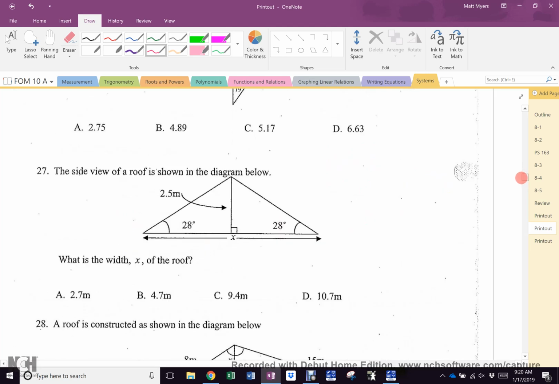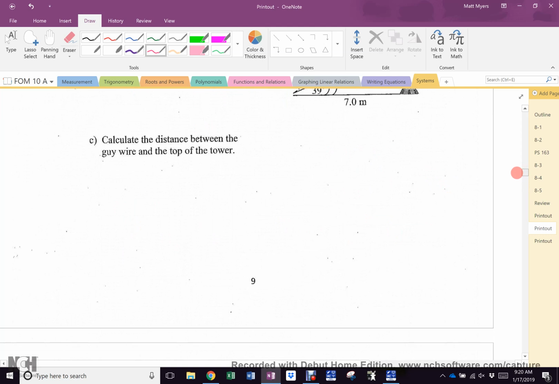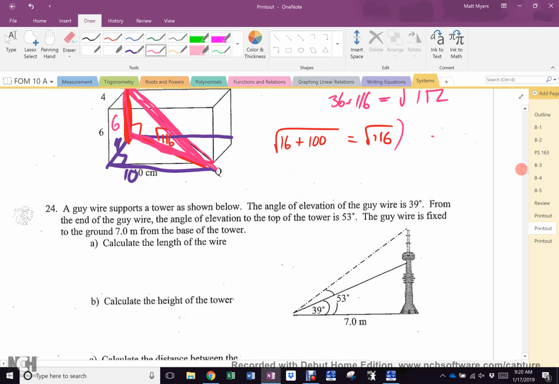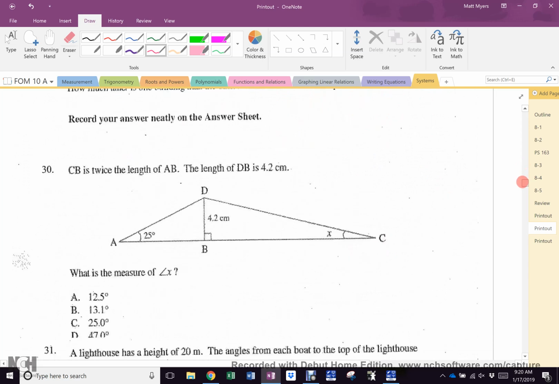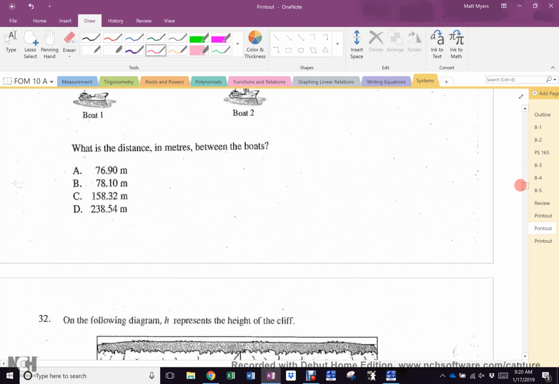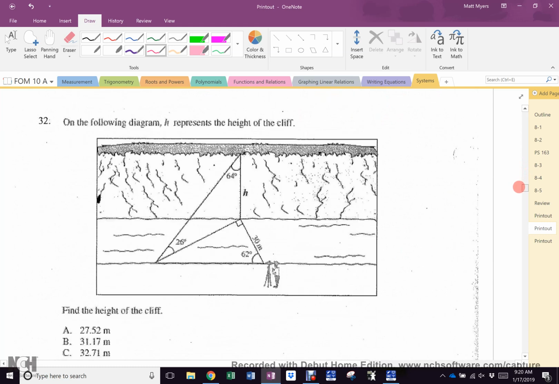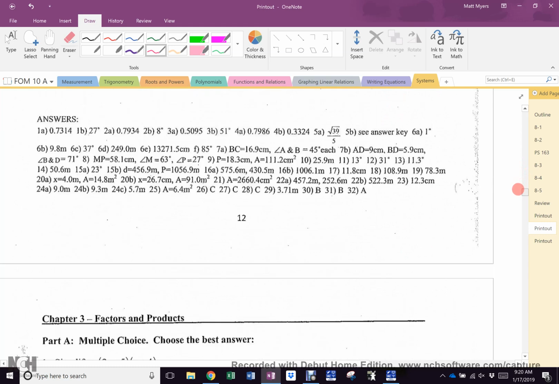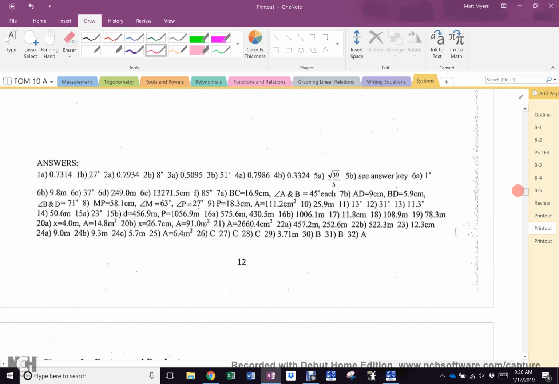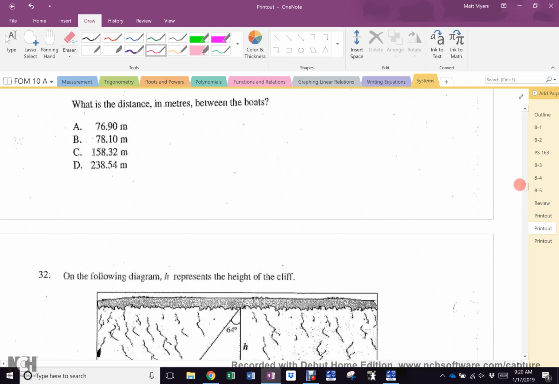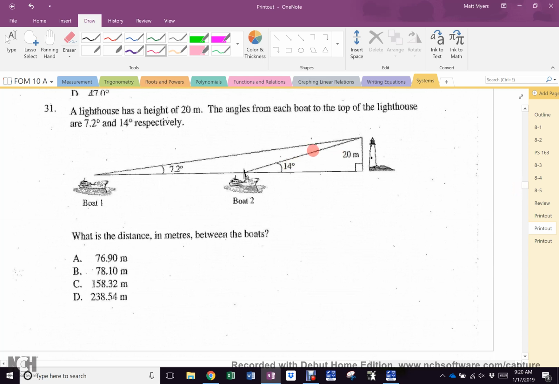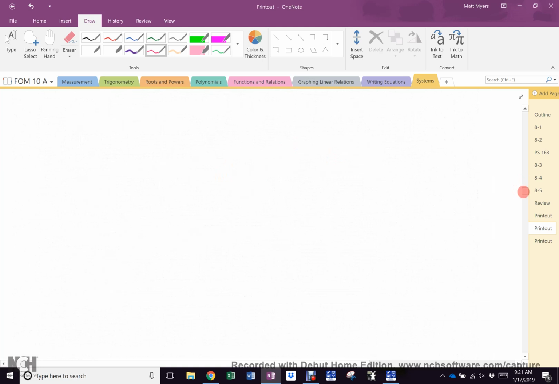Okay. Do we need to do any more trig? We're happy? We're happy like Pharrell? Thank you. We don't need to do any more trig? Oh, the trig has answers. So you can all do these type of questions. Okay. All right, back to the table of contents we go.